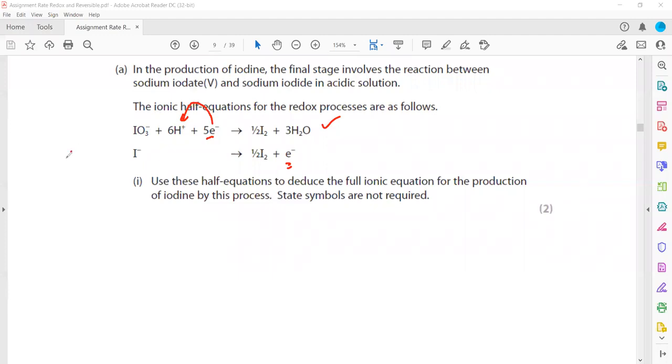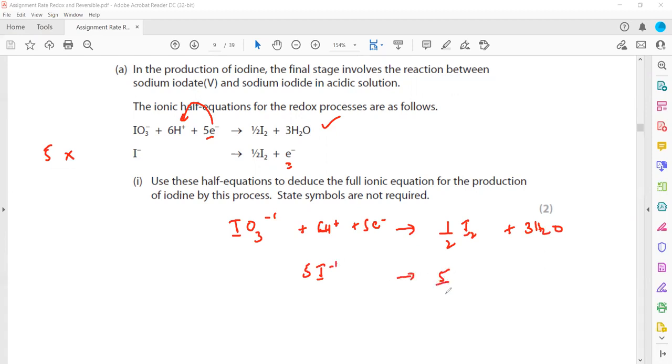So first we have to multiply the second equation by 5. The first equation won't change, it will remain as it is. That is IO3 minus plus 6 protons plus 5 electrons gives half iodine molecule plus 3 water molecules. And then when we multiply the second by 5, we get 5 iodide ions giving 5 by 2 iodine molecules, plus 5 electrons. Then to write a combined equation, we add the two equations.